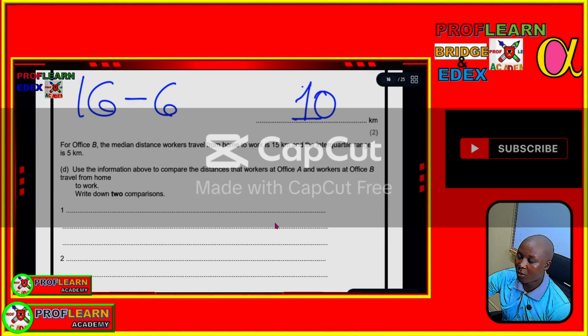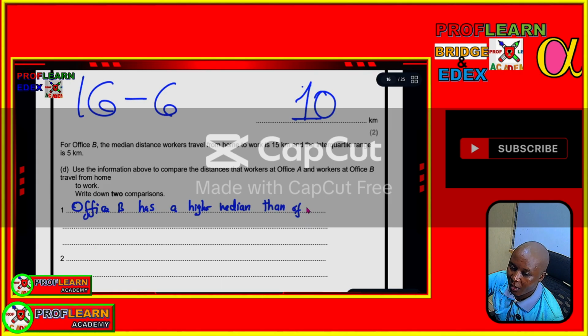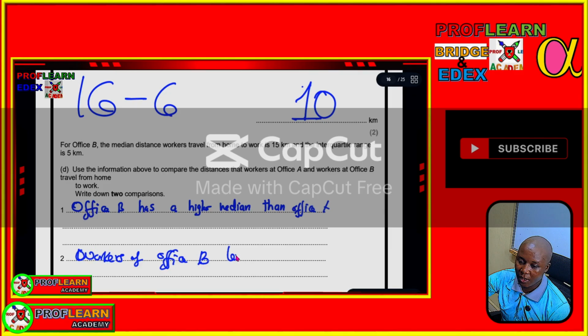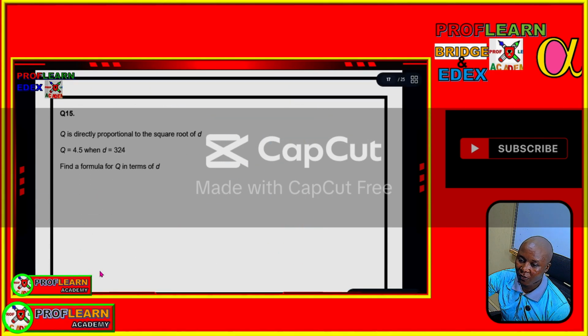So we can write the two comparisons. The first comparison is that the median of B is more. You can say here that office B has a higher median than office A. And then we can also say workers of office B tend to travel further than workers of office A, right?